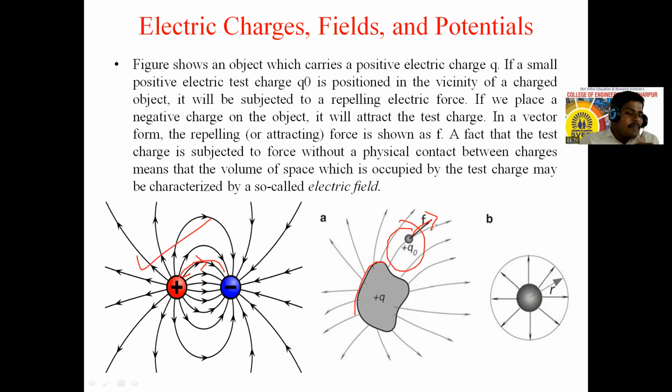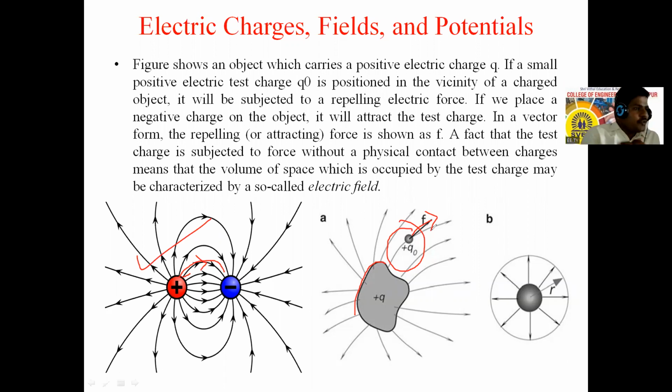Okay, so in that place, if instead of placing a positive test charge, we are placing a negative test charge, then there is an attractive force, right? There is a force, it will be towards that object. Force कुठं असेल?